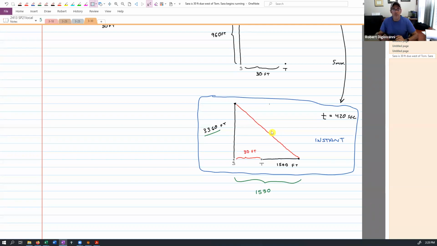That's not the question. The question is how fast is the distance between them changing? So this is my instant picture. I'm still missing my general picture, right? You can make the general picture very complicated, or you can keep it simple, and I like the simple idea.